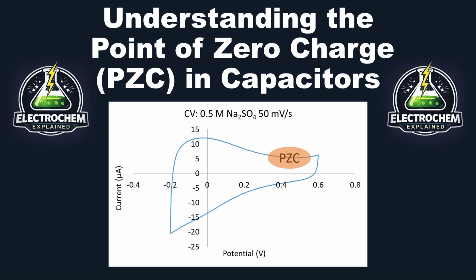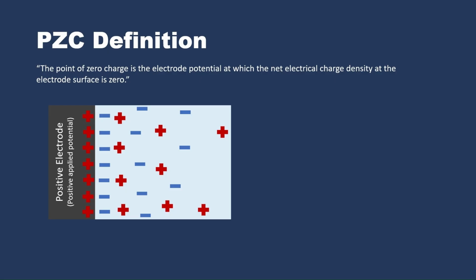Hello, so this video will be on discussing the point of zero charge in electrochemical capacitors. The point of zero charge is defined as basically the electrode potential at which the net electrical charge density at the electrode surface is zero.